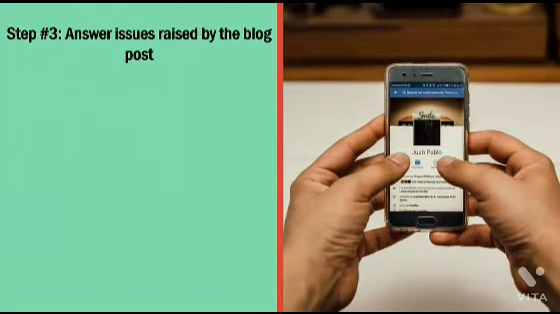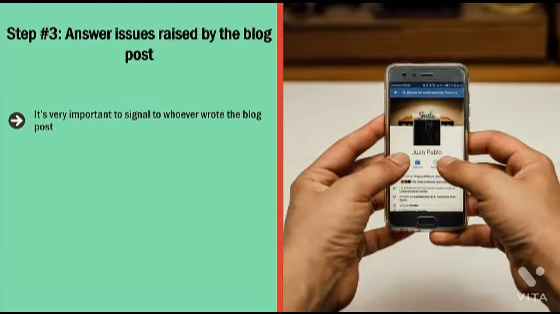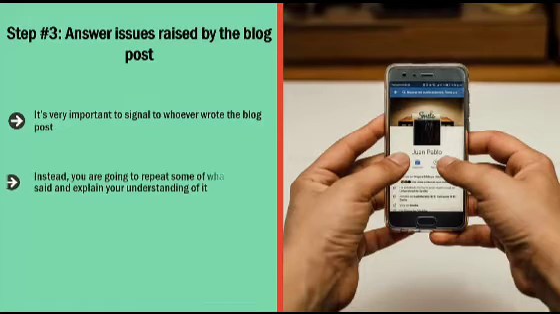Step number 3. Answer issues raised by the blog post. It's very important to signal to whoever wrote the blog post you're commenting on that you actually read their post. This means you're going to avoid posting, "Hey, good job," or "I love this post," or other similar garbage. Instead, you're going to repeat some of what they said and explain your understanding of it. Then, you're also going to raise issues with them or raise questions.